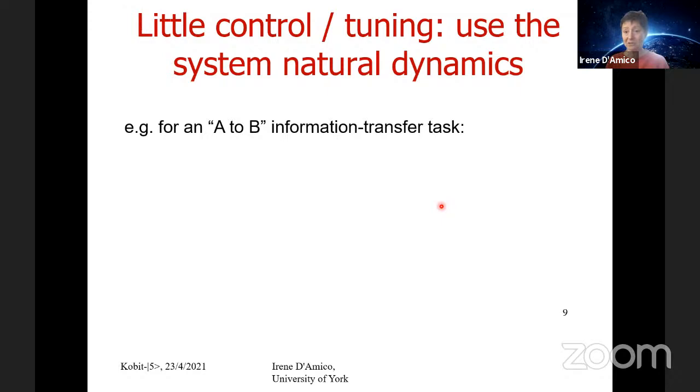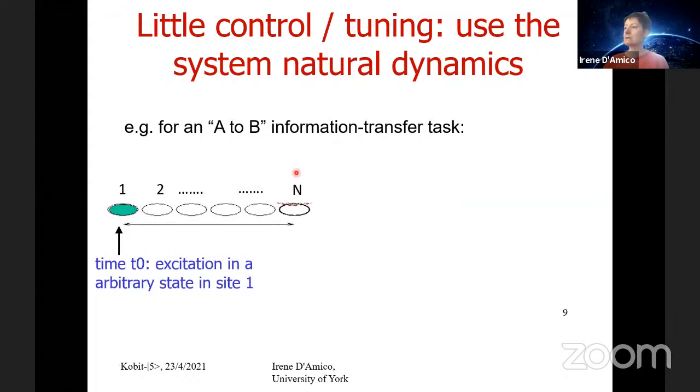I will go back to the idea of considering a system that needs little control and tuning, because in this case we have kind of pushed it to the limit. So the type of implementation I will be discussing here all use the system's natural dynamics. This means I set up my couplings at the beginning of my computation according to the task I want to implement. So let's say in this case, I want to implement a transfer between spin 1 and spin n on a linear chain. So I set up my coupling at the beginning. I don't change it for the whole of my computation.